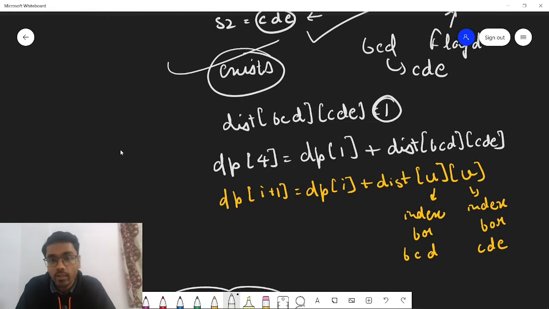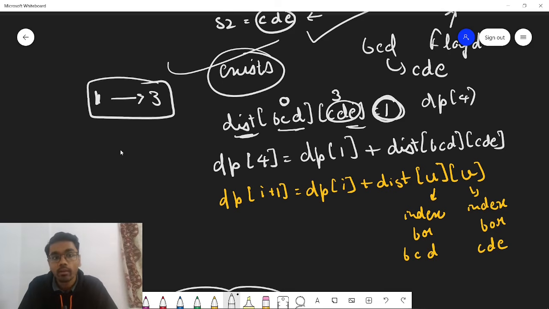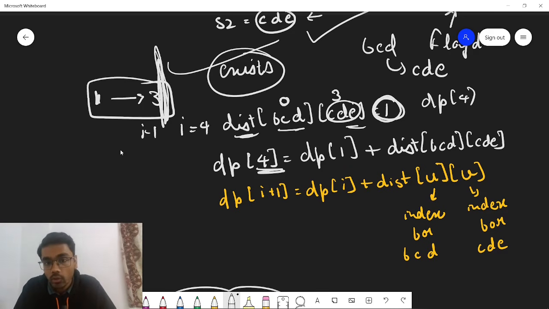So distance of BCD comma CDE, or actually in terms of index, distance of I comma 3, since CDE is present at index 3. So distance of 0 comma 3, the minimum cost is 1. So what will DP store? DP of 4 will store this answer. Why DP of 4? Because we are currently at index 1 and we have chosen the substring of length 3. So till 3 we know the answer, so I minus 1 is 3, and I will be 4 obviously. So DP of 4 will store DP of 1, the previous minimum that we have till now.